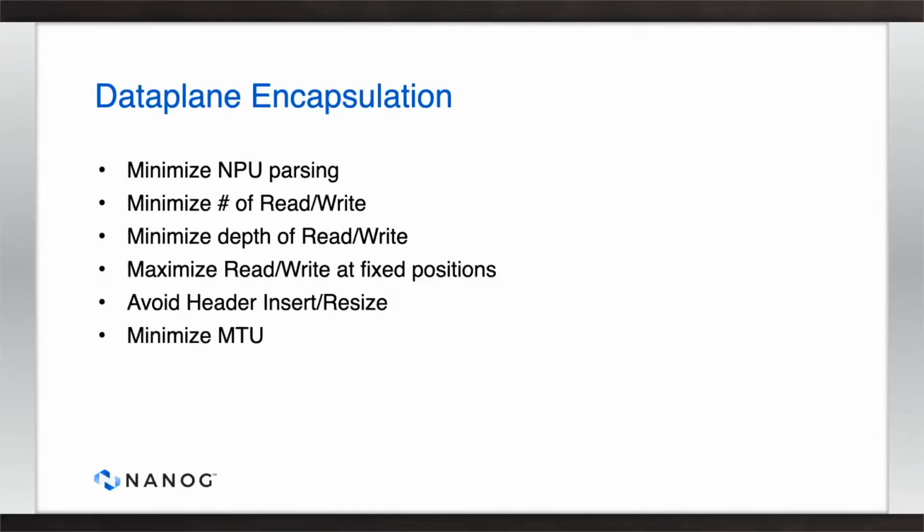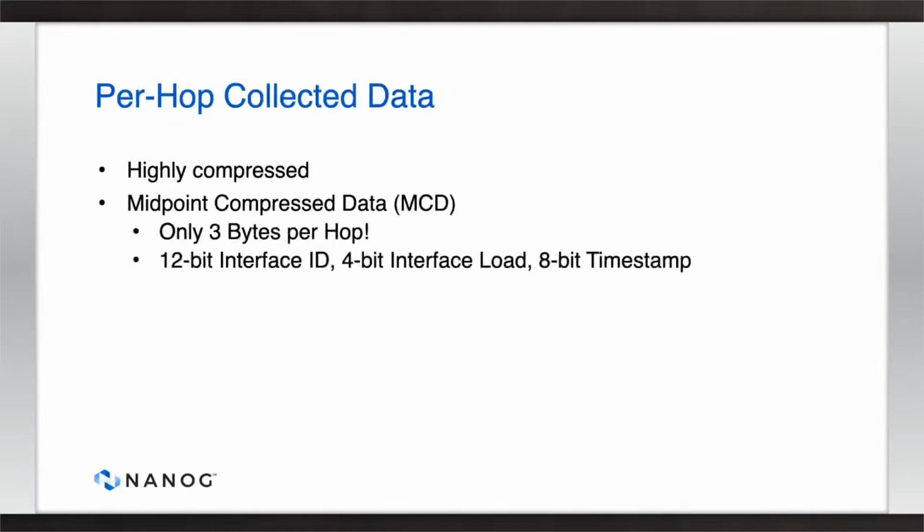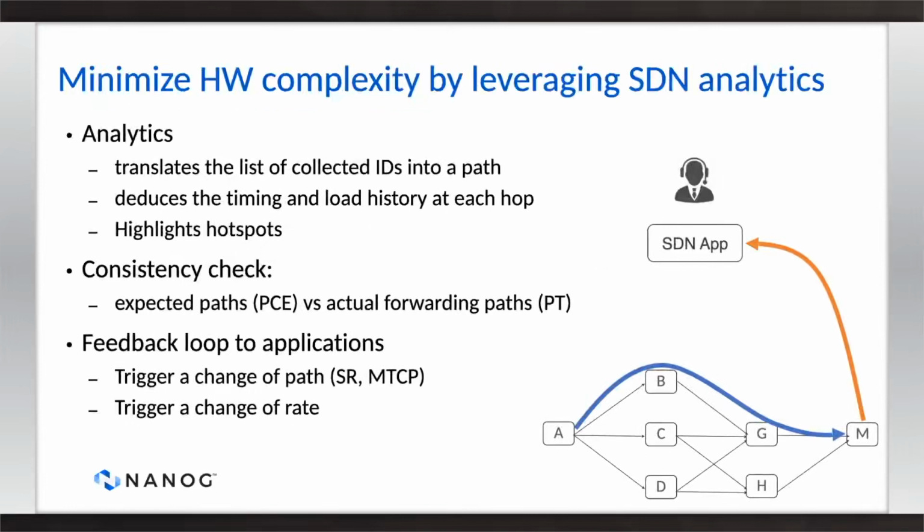And the things we're optimizing for now are MPU processing, right? Minimize the number of read writes, minimize the depth of the read writes, maximize read write at fixed positions, right? We want to know where in that packet we're writing stuff. Avoid header insert and resize. And as stated before, minimize that MTU, right? If we're clogging the network with all these frames and packets, it's not traffic your customers or your applications can use. And then we have the hop-by-hop collected data. We call this MCD, and it's highly compressed, right? I mentioned before, it's 3 bytes per hop. And then the other thing we want to do is minimize hardware complexity by leveraging SDN.